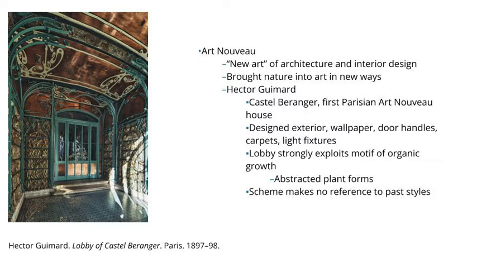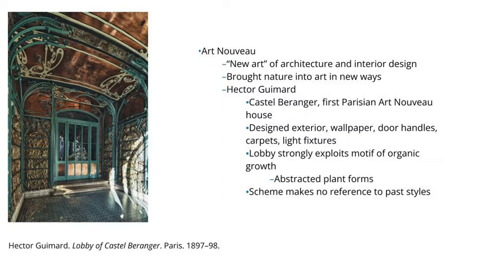It had a designed exterior, wallpaper, door handles, carpets, light fixtures, the whole nine yards. Everything was put together to create this overall aesthetic effect. And the lobby is what we're looking at now. It strongly exploits the motif of organic growth. So you can see all of these curving organic shapes, somewhat like vines coming up all around, and also these abstracted plant forms. And the scheme here really makes no reference to past styles. Art Nouveau is, like it says in the name, very new in terms of having seen anything like it before.